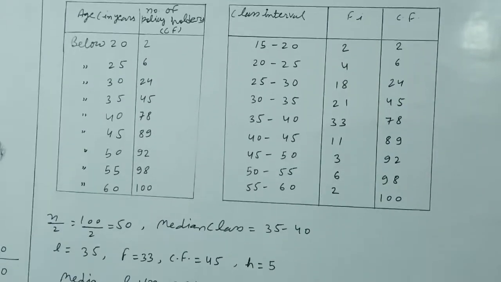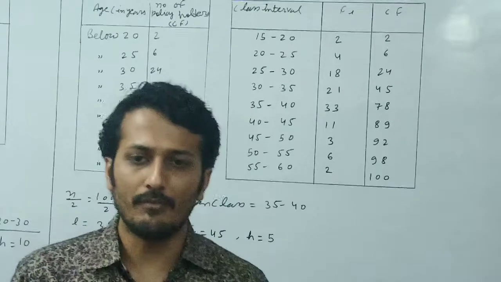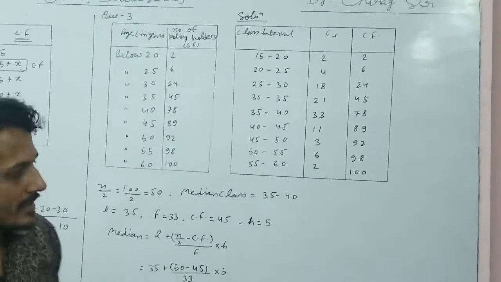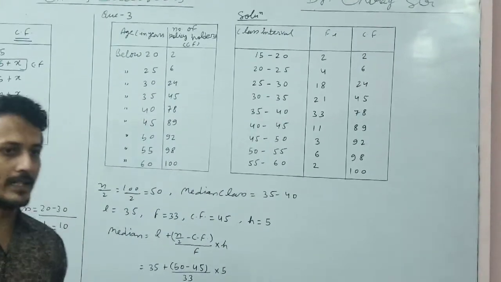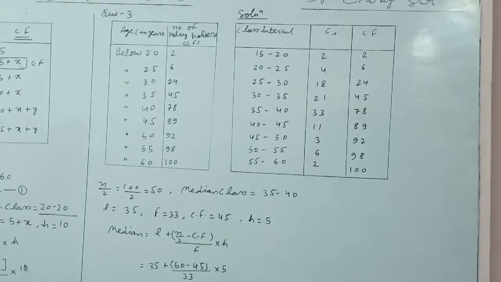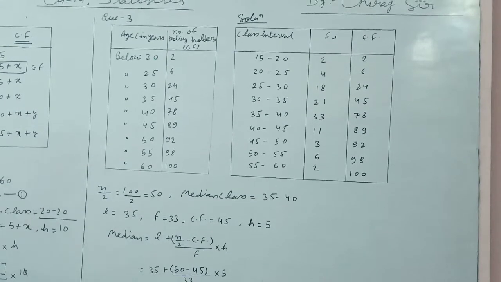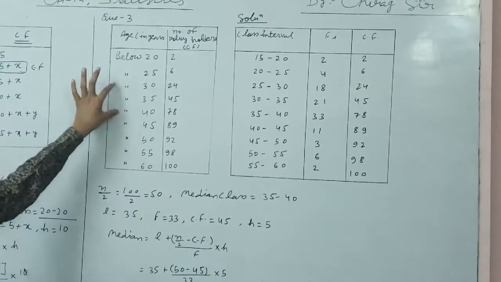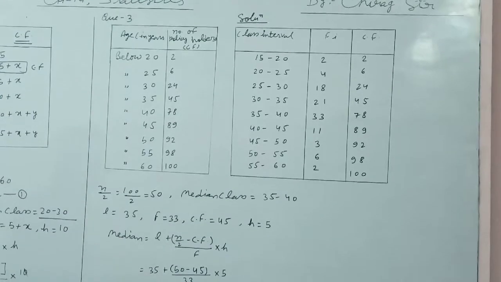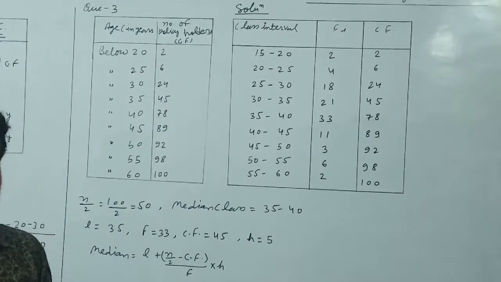In this question, it is given that the data of some policyholders is given and we need to find the median age of the policyholders. So this is a little bit different question. The data which is given to us here in the question is the less than type data.